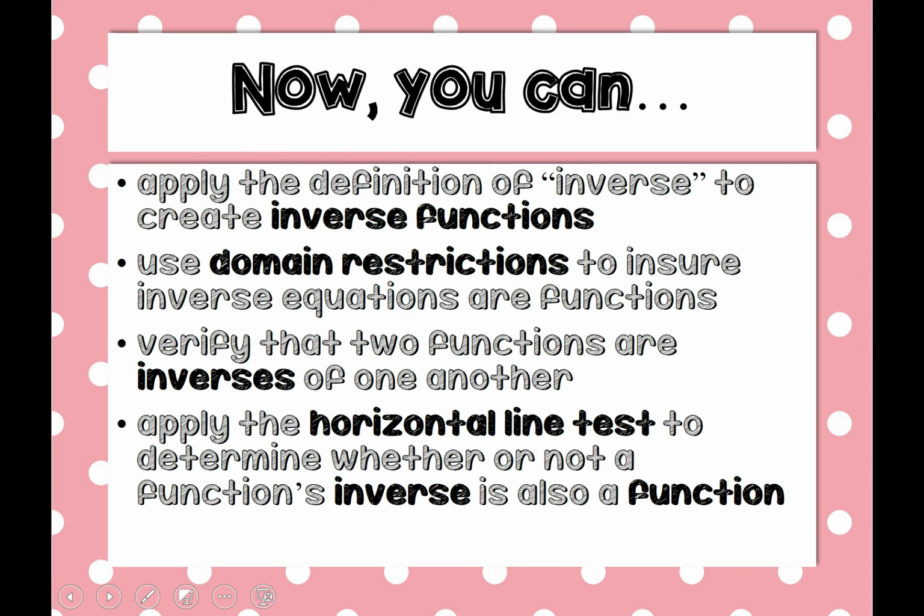All right, so in this video, we applied the definition of inverse to create inverse functions. That's where we flipped the x and y and then solved for y. We used domain restrictions to ensure inverse equations are functions. We chose whether to use the plus or minus in example number 4 to do that. And we verified that two functions are inverses by using composition. We did f of g of x is equal to g of f of x. If those both equal x, then they were inverses. And then in the last part, we used the horizontal line test to look at a graph and say whether the inverse was or was not a function. Go ahead and try the Now You Try now.